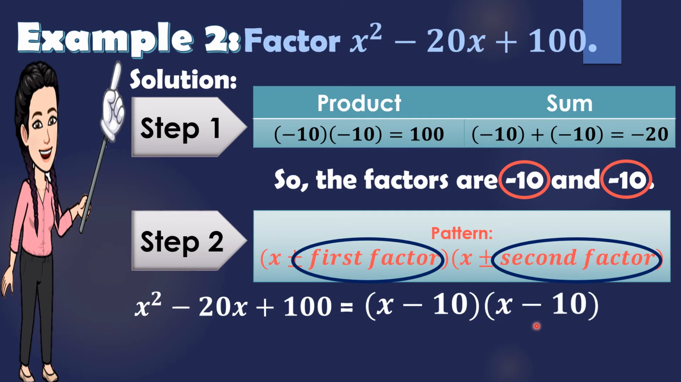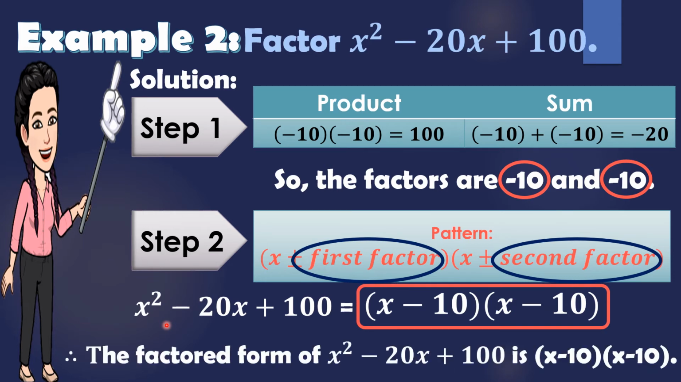So, anong napansin nyo sa factors niya? Tama. Ibig sabihin, ang given trinomial natin ay perfect square trinomial din. Therefore, the factored form of x squared minus 20x plus 100 is the quantity x minus 10 times the quantity x minus 10.